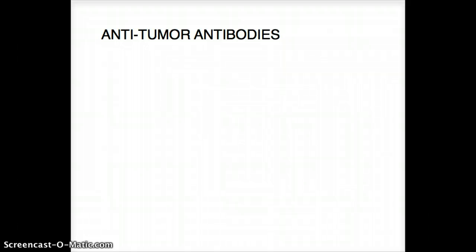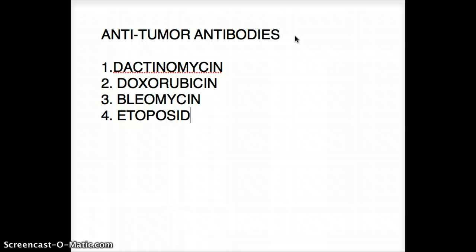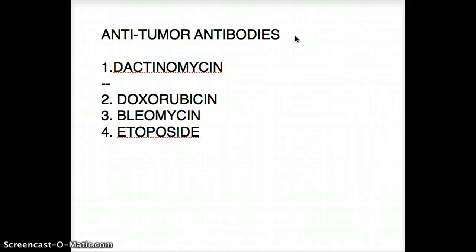These class of drugs are anti-tumor antibiotics or anti-tumor drugs. I'm going to be talking about 4 different kinds. Number 1 is actinomycin. Number 2 is doxorubicin. Number 3 is bleomycin. And number 4 is etoposide. Okay, so let's talk about the mechanism of action of each one of them first.